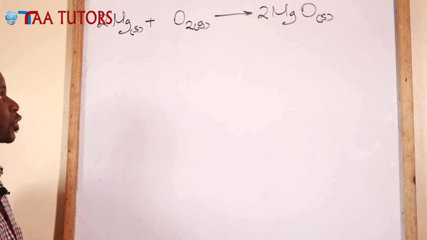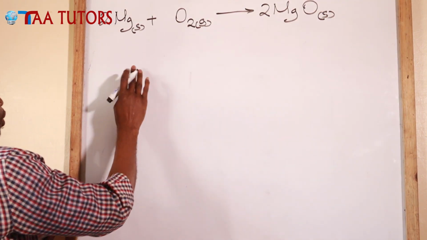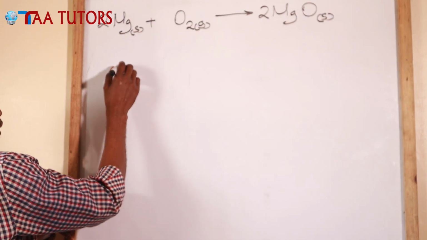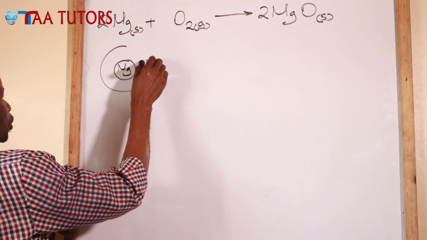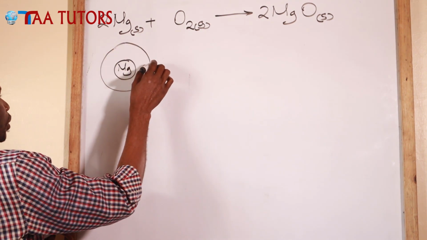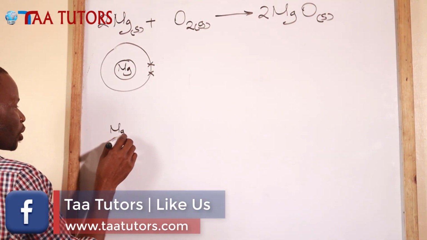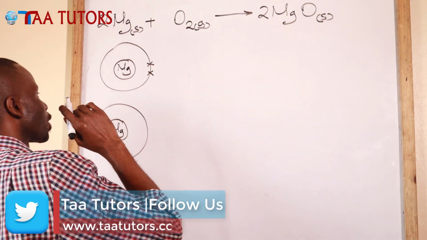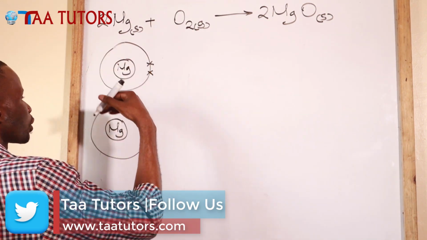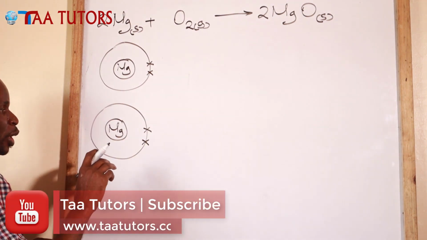So we have magnesium reacting with oxygen, but as we have seen before, oxygen here is diatomic, so it has a covalent bond. In this case, I just want to go to the outer energy shells only. Magnesium's outer energy shell has 2 electrons. This assumes there are other energy shells: the first has 2 electrons, the second has 8 electrons, and the third has 2 electrons. I know these 2 electrons will be lost.